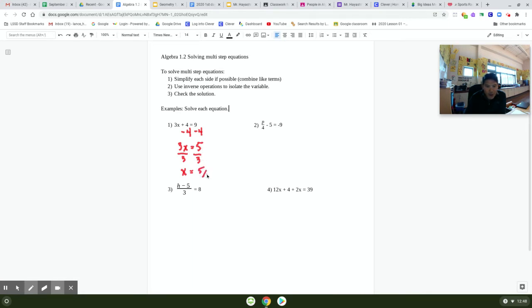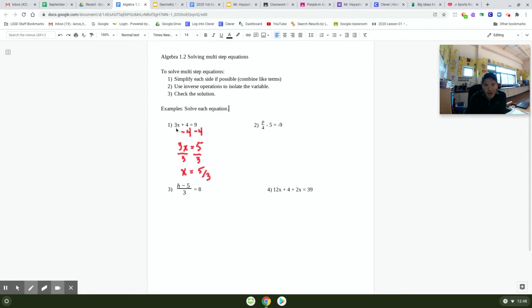And I think you'll see, if I check my solution, leaving it as this fraction, even though it's an improper fraction, would be easier to check. So all I'm going to do is check this mentally, or check it orally. I'm not going to write out my check, but I just want to make sure that 5/3 is the correct solution. So you substitute in 5/3 back for x here.